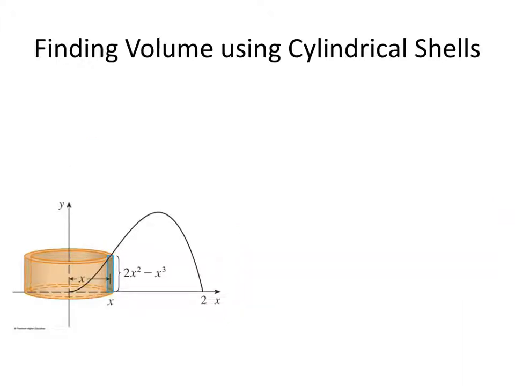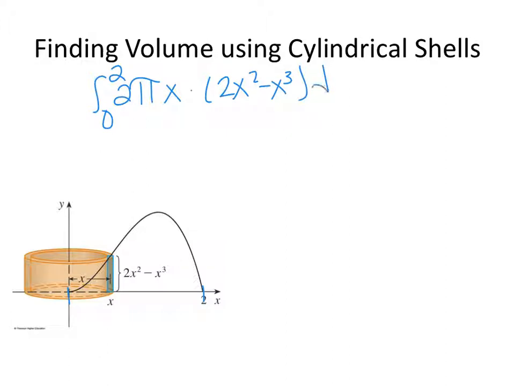We know our bounds are from the left to the right region, so from 0 to 2. We have 2 pi times our radius, which is x, times the height of our function, 2x squared minus x to the third, times our thickness, dx. And so now we're going to integrate. Cleaning this up, I'm going to pull the 2 pi out front. So I have 2 pi, the integral from 0 to 2, of 2x to the third minus x to the fourth dx.